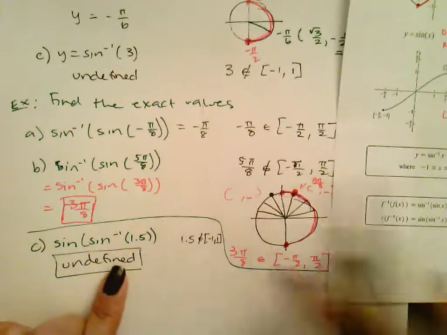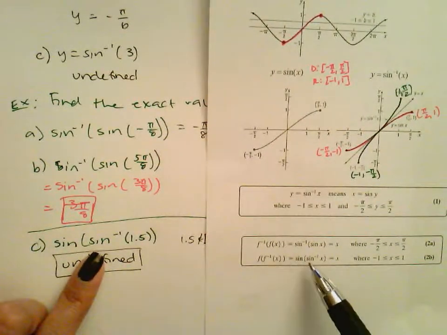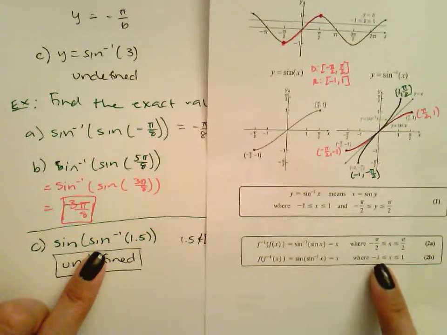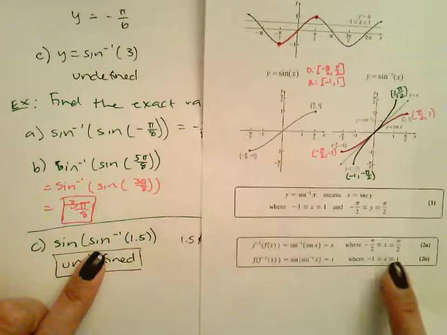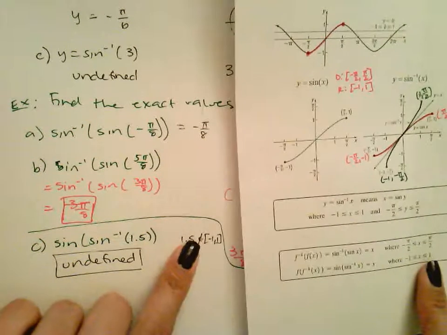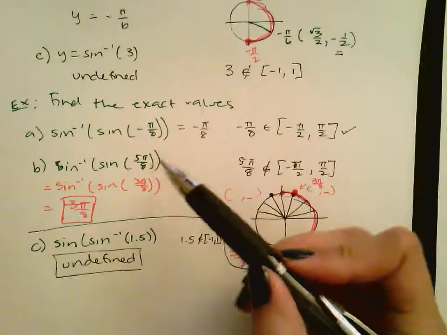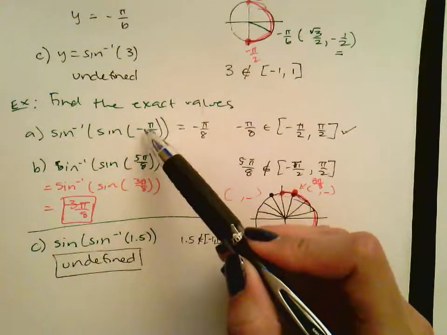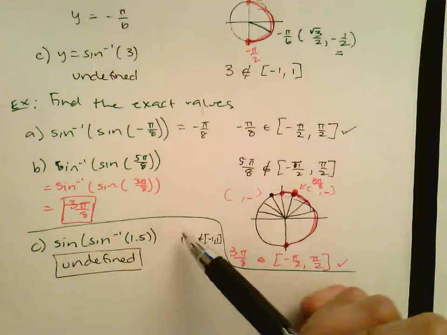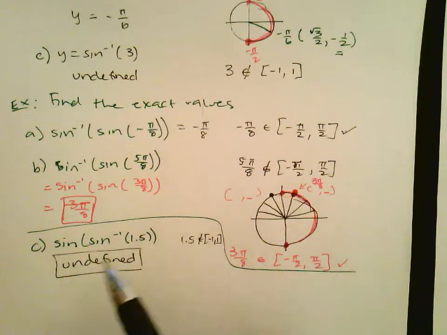For the last one, we're finding the sine of the sine inverse function. So the input for the sine inverse has to be between negative 1 and 1, again because that's what the sine function oscillates between. 1.5 is not between negative 1 and 1, so this is undefined. And just to recap, if I have an angle that's not within the restriction, I can change it. But if I have a value that's not within the restriction, and this value is the input for the sine inverse, I cannot change it, so it would be undefined.